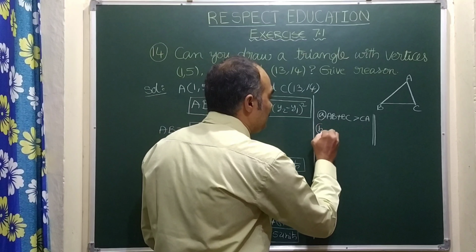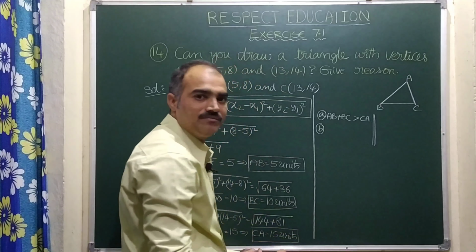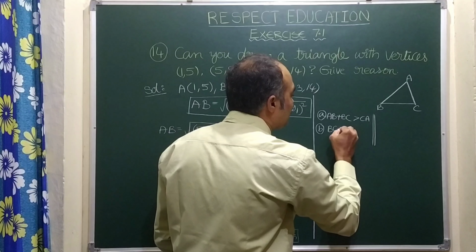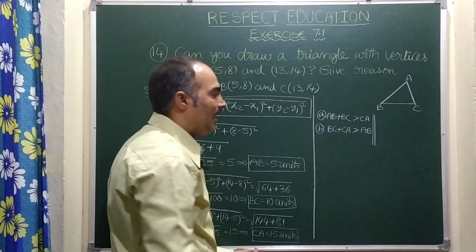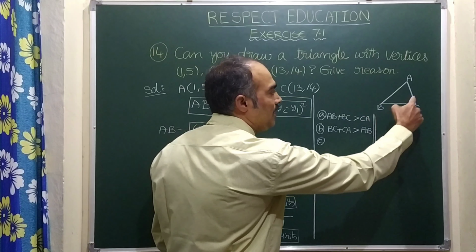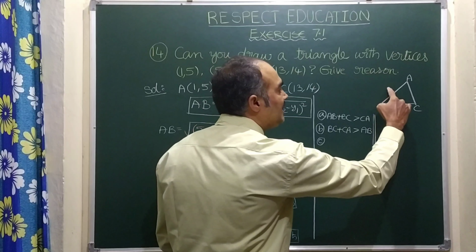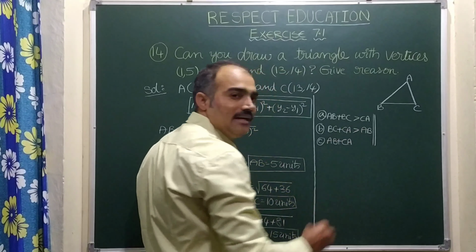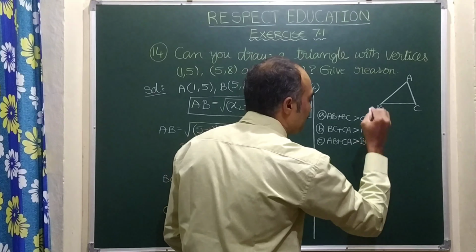Second one, we have checked AB plus BC, whether it is greater than CA or not. Next one, BC plus CA should be greater than AB. And the third one, AB plus CA, that is AB and AC, nothing but CA, should be greater than BC.